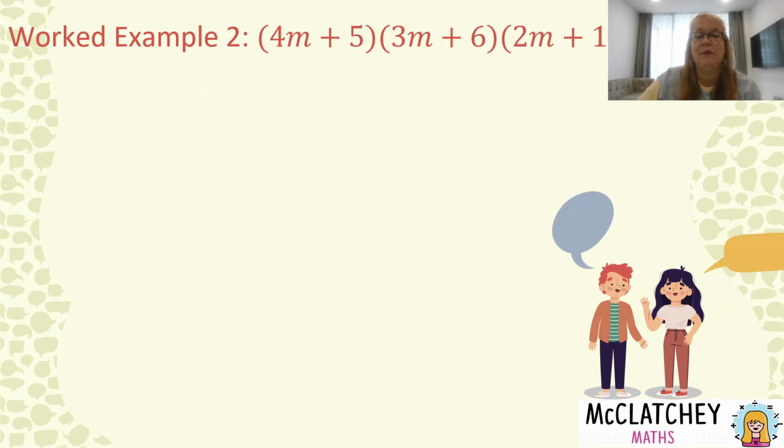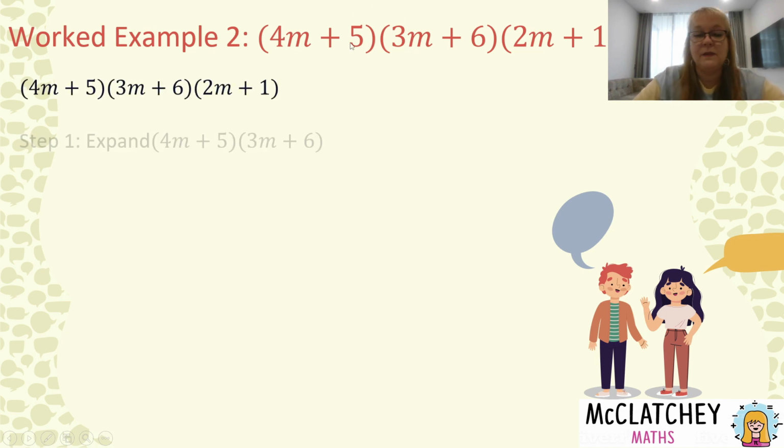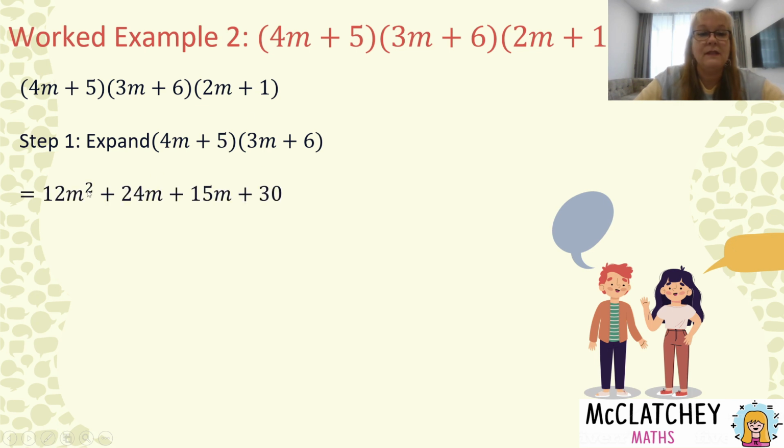Okay, worked example 2. I've made this a little more complex now. I've used some more difficult numbers, 5, 6 and 1, and I've given some coefficients to my letters of m. So we're going to end up with some bigger numbers when we multiply this out. So same thing applies. Let's do double brackets first. So let's expand these two. 4m times 3m makes 12m squared. Outsides, 4m times 6 makes 24. Insides, 5 times 3m makes 15, and lasts, 5 times 6 makes 30. So this is my result from these two sets of brackets.